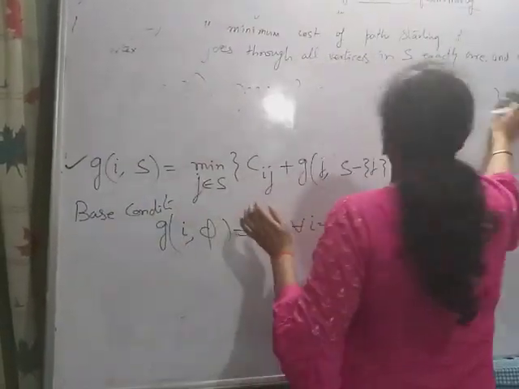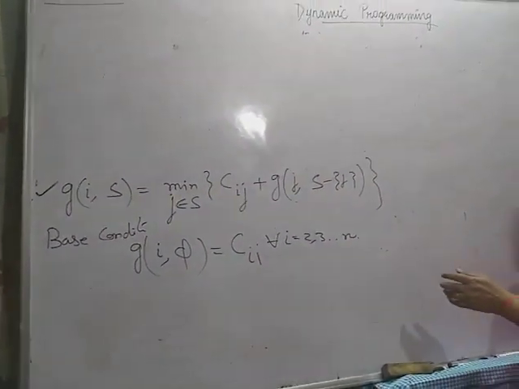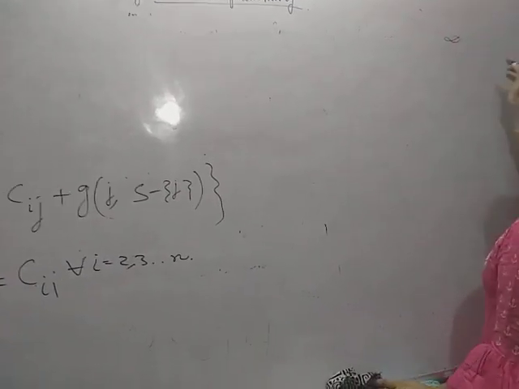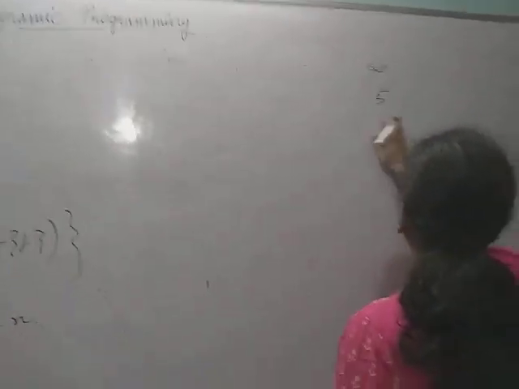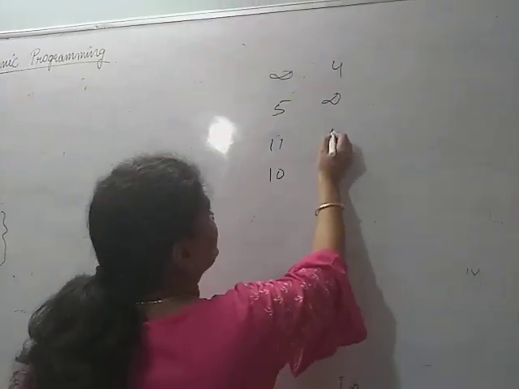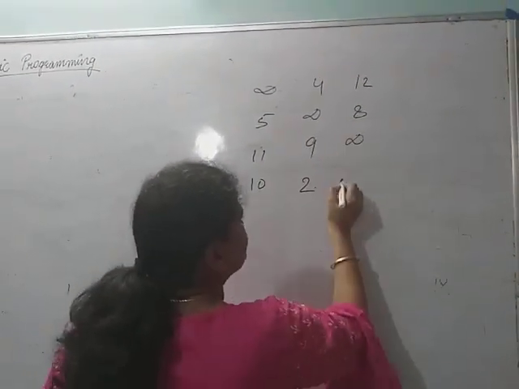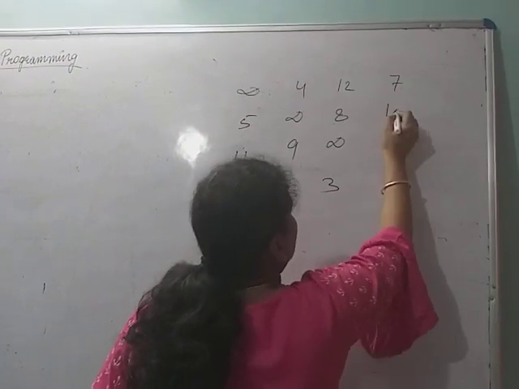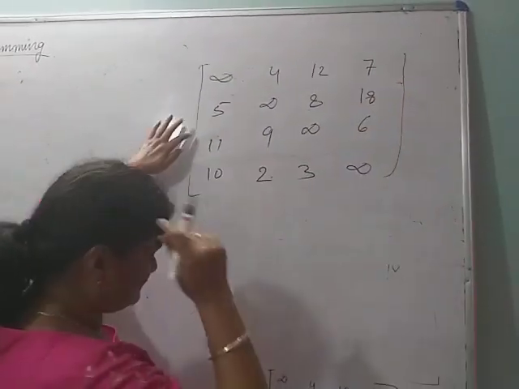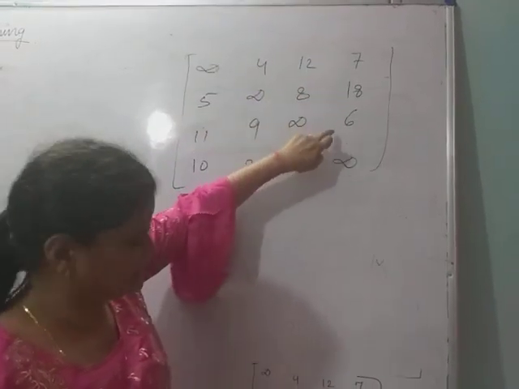Here I am considering the complete graph. The matrix for the complete graph I am writing here: infinity, 5, 11, 5; then 11, 10, 4, infinity; then 9, 2, 12, 8; infinity, 3, 7, 18; and 6, infinity. Now just cross check.